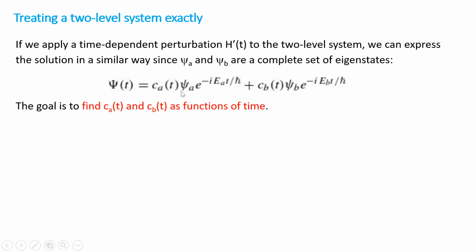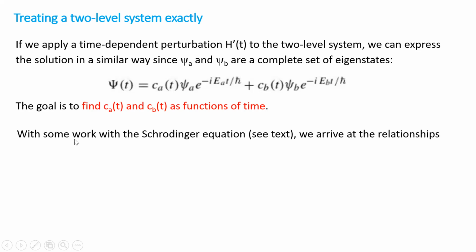So that means that CA could start out, say, 1, CB could start out 0. They could evolve in time, and eventually CA would be a half and CB would be a half. So there'd be a change in probability, or a flow of probability from state A to state B, because these depend on time. So our goal is to find CA and CB as functions of time, because those can represent transitions between the states psi A and psi B.